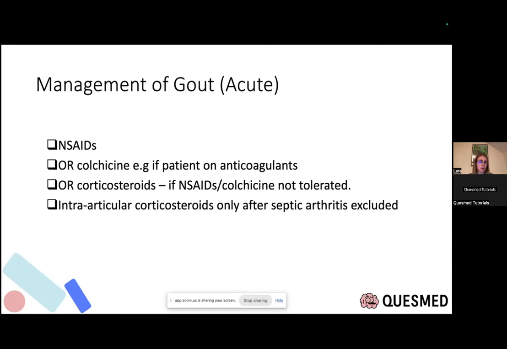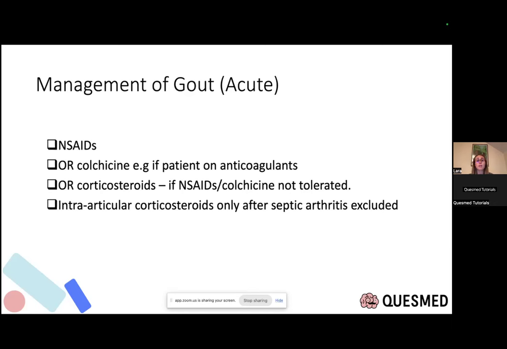Pop down in the chat as well, and Priyesh can keep an eye on it. In which people would we probably not give a non-steroidal? People with peptic ulcer disease? Absolutely, that's a great one. People with peptic ulcer disease, people with CKD, people who are on things like aspirin and an SSRI, and if you put an NSAID in as well, and they're elderly, they might have an upper GI bleed, and also people who are on anticoagulants.